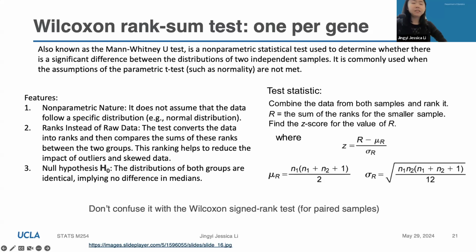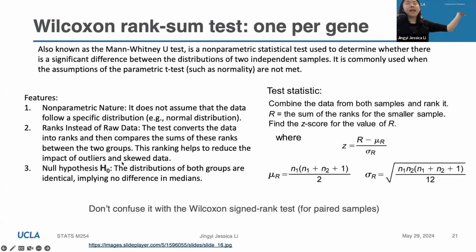It has several features. It is non-parametric. It does not assume that data follows a specific distribution. It uses ranks instead of raw data. The test converts the data into ranks and then compares the sums of these ranks between the two groups. This ranking helps reduce the impact of outliers and skewed data.